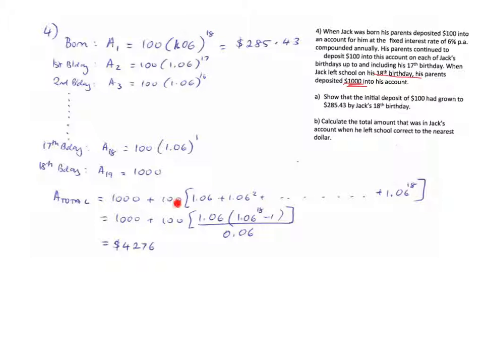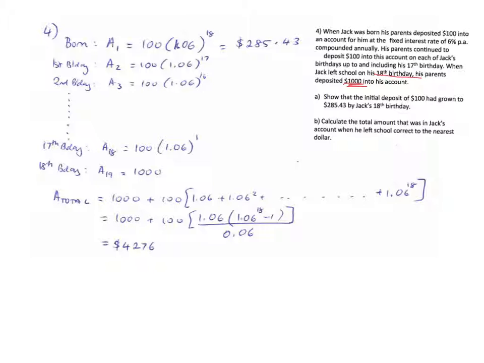We factor out the $100 again. In the brackets, you can see there's a sum of a GP. The first term is 1.06, and the common ratio is also 1.06 when you divide the second term by the first term. The number of terms: with the powers from 1 up to 18, there are 18 terms. You can also see that in our series, going from here to here, 18 terms.